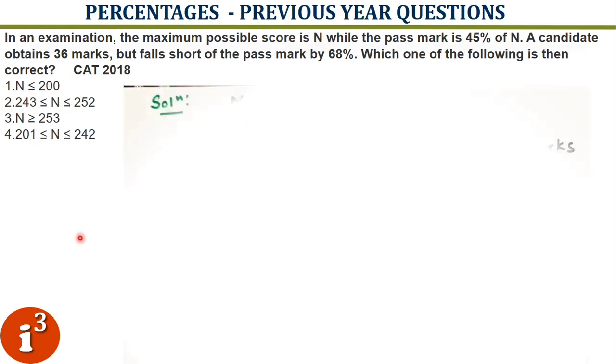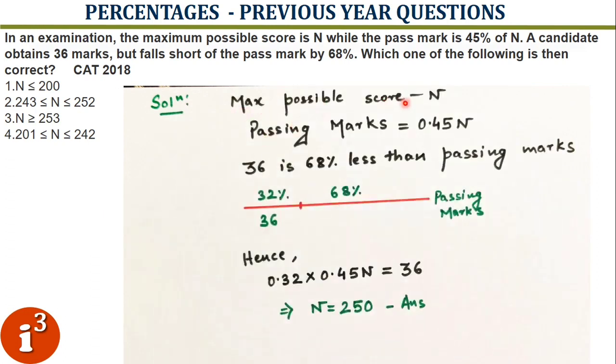Let's see the solution. The maximum possible score is n. What is the passing marks? Passing marks is 45% of n, which means 0.45 n. Now it is given that he obtained 36 marks, but it is 68% less than passing marks. So if this is the passing marks, 68% less than that is 36. So 36 is how much of passing marks? 32%. So 36 is 32% of passing marks. Hence 32% of anything means you multiply by 0.32. So 0.32 times the passing marks, 0.45 n, is 36, and n is equal to 250.